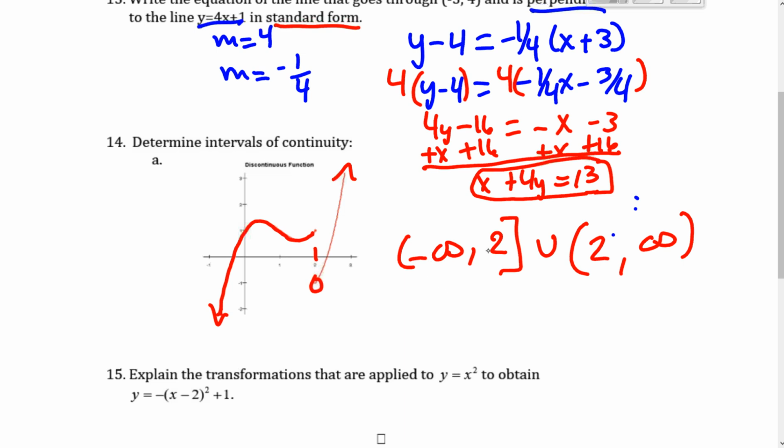So between negative infinity and 2, my graph is continuous. I don't pick up my pen at all, right? And then from 2 to infinity, but there's a hole here, so that's why I have to use a bracket.